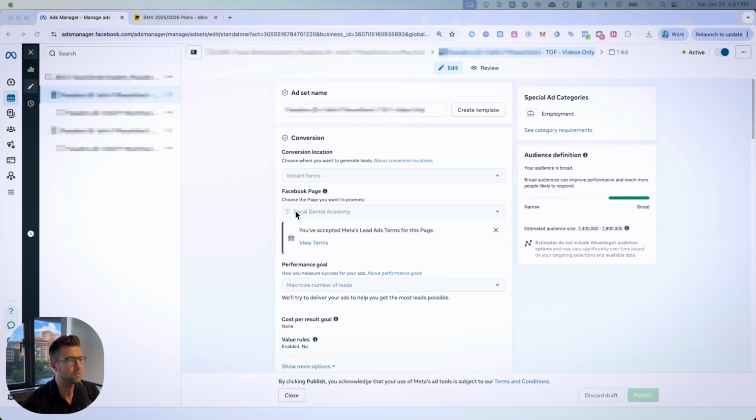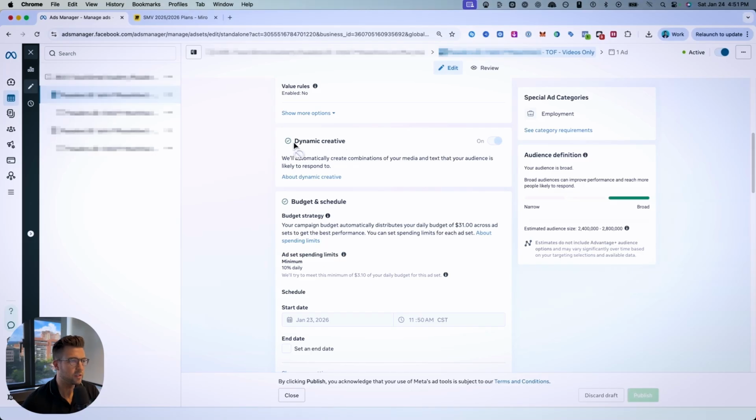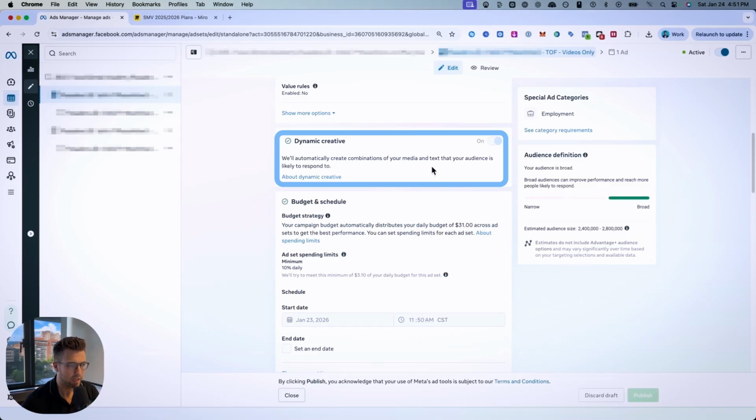Now, jumping into the details of the ad set, we're using instant forms and we're maximizing the number of leads. The most important decision here is that we're using dynamic creatives. This means Meta is going to automatically create combinations of your media and text that your audience is likely to respond to. This is something I want to pause on because it's so important and I see people miss it. It's a simple click of a button.